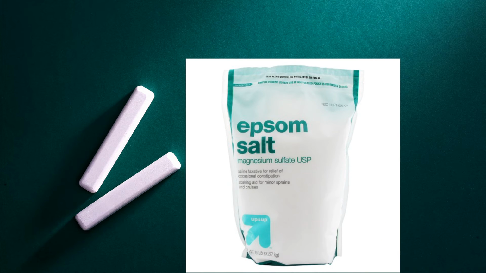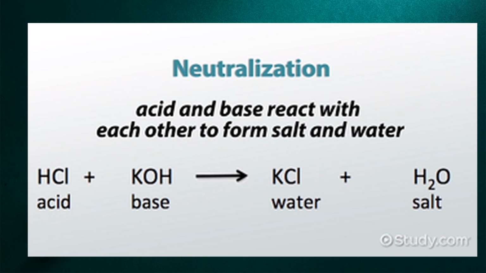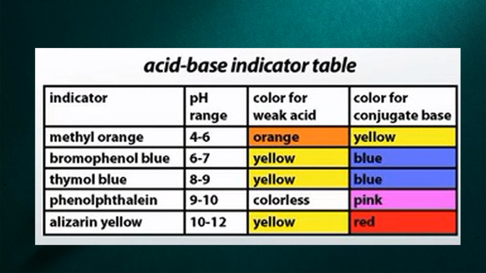Other examples include Epsom salts, MgSO4, used in bath salts, ammonium nitrate, NH4NO3, used as fertilizer, and baking soda, NaHCO3, used in cooking. The pH of a salt solution depends on the strength of acids and base combined in the neutralization reaction. Indicators. Indicators are substances which indicate the acidic or basic nature of the solution by their color change.